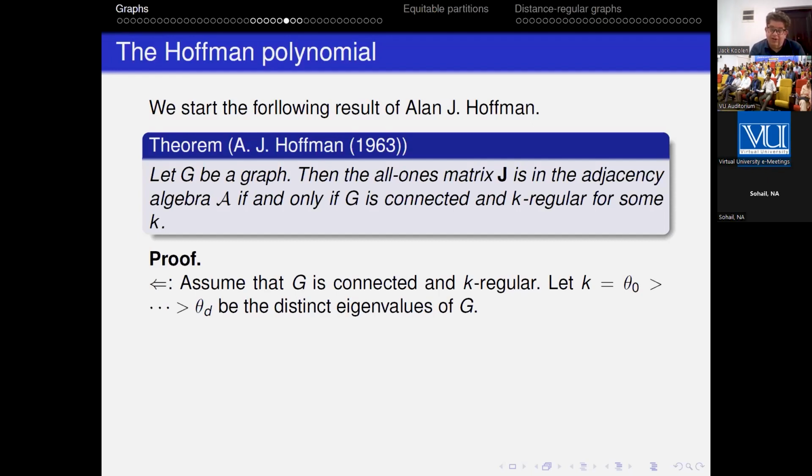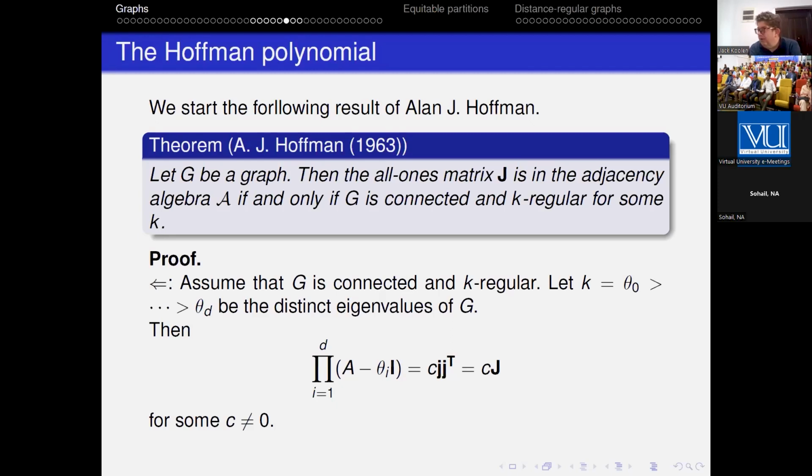So we assume that G is connected and K-regular. Let K = theta 0 greater than theta 1 greater than ... greater than theta D be the distinct eigenvalues of G, for some integer D. Then we can look at the product from i = 1 to D of A minus theta i I. Yes, this I claim is a constant times the all-one matrix J. Why is this true?